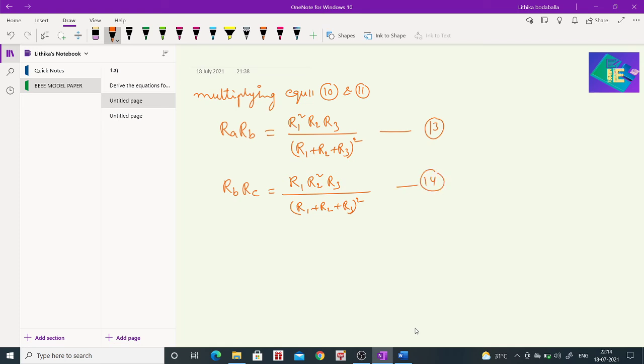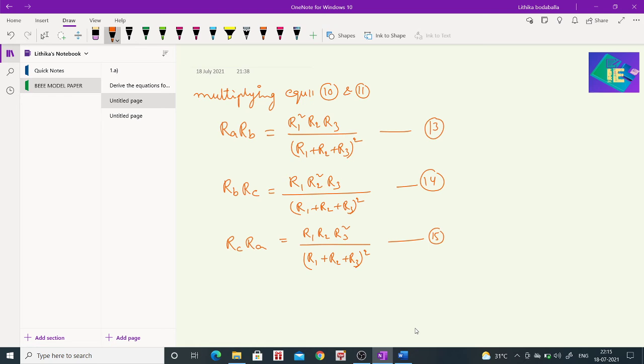Similarly, you multiply RC and RA. If you multiply RC, RA, what you will get is R1 R2 R3 square divided by R1 plus R2 plus R3 whole square. Let it be equation 15.